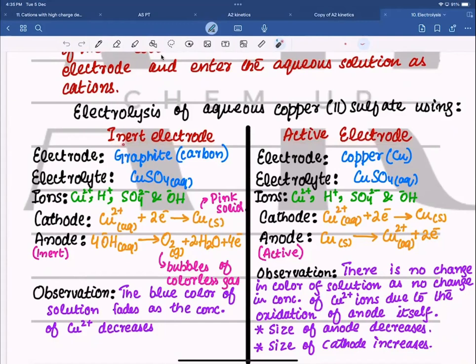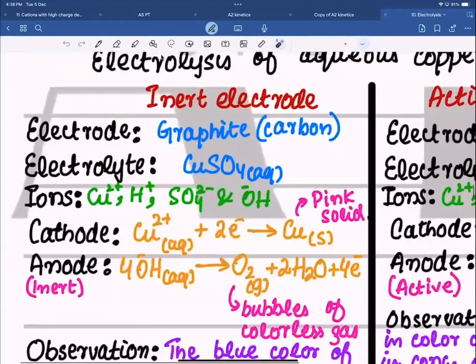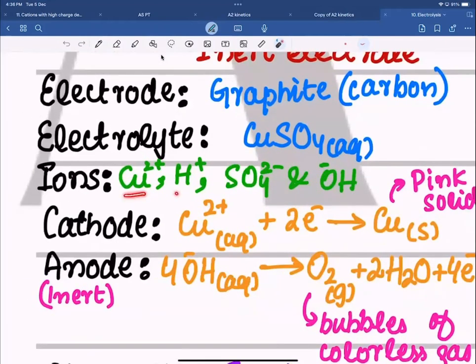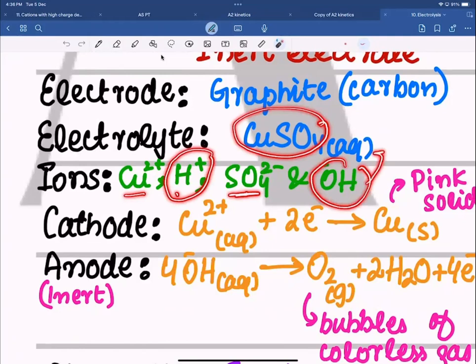Okay. So when there is an inert electrode, as we discussed earlier, the inert electrode can be graphite or platinum, right? In case of an active electrode, the electrode is copper. The electrolyte in both cases is going to be aqueous copper sulfate, right? And as it is aqueous, it means it is dissolved in water. So we are going to have these four ions: the copper ion and the sulfate ion, which come from this compound, and the hydrogen ion and the hydroxide ion, both of which come from water as it is aqueous. Is this clear?